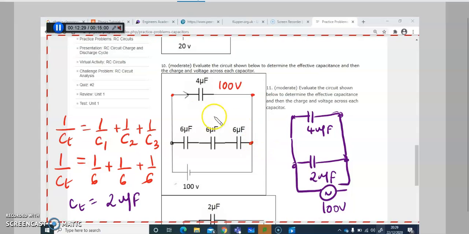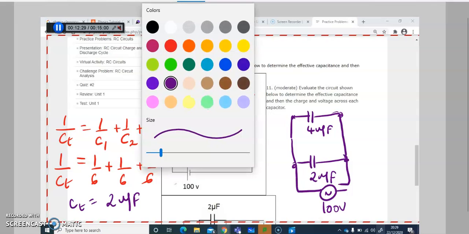So you have solved these 3 individual capacitors into one combined equivalent capacitor, and now the voltage across these 2 junctions is 100 volts and across these 2 junctions is 100 volts. But now we need to find what is across these 2 junctions, these 2 points.